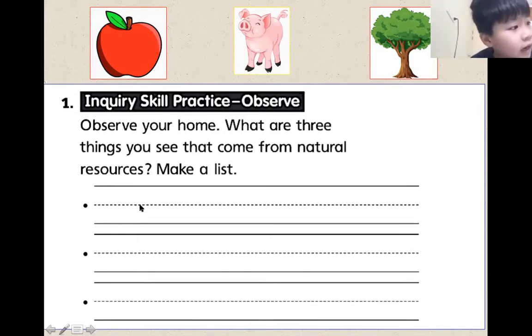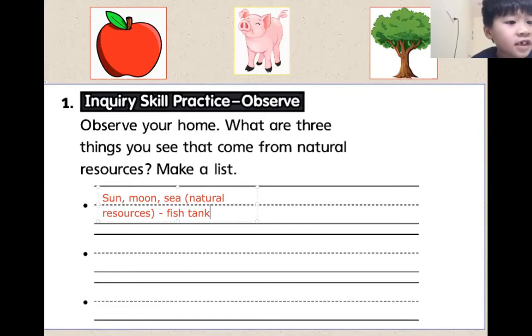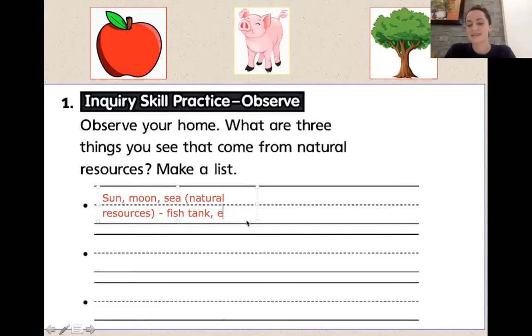But I tried the sun and the moon and the sea. The sun, the moon, and the sea? Oh, sorry, I didn't see it in the chat. So the sun, moon, and sea are all natural resources. Maybe we can make from them a fish tank. But in my home didn't have a fish tank. Oh, that makes sense. That's okay. So those are natural resources. Let's think of some more things. Things that we make from natural resources in our home.